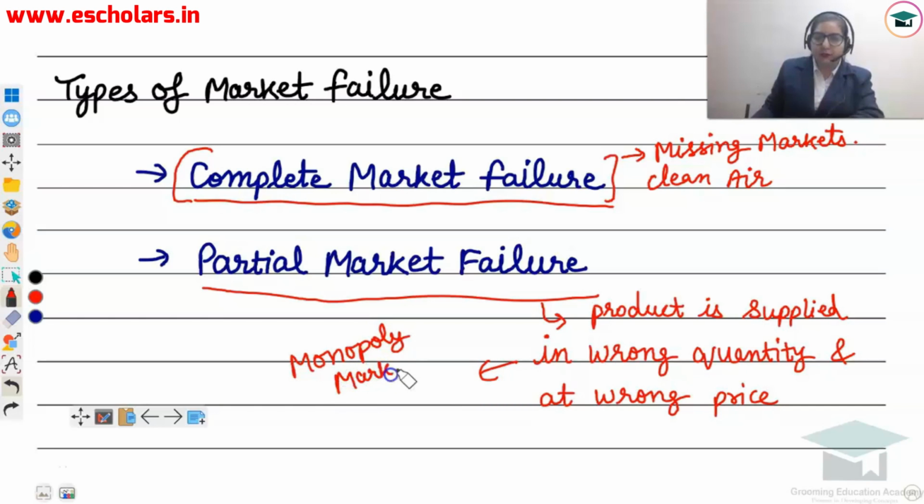In case of monopoly market, we have already studied that the monopolist charges a higher price for the product, and also the monopoly does the underproduction of the product, right? Monopoly doesn't produce the optimal level of quantity of the product, right? Monopoly produces less than the optimal quantity of the product. So the monopoly market is the perfect example of partial market failure. So this is all about the complete market failure and partial market failure.